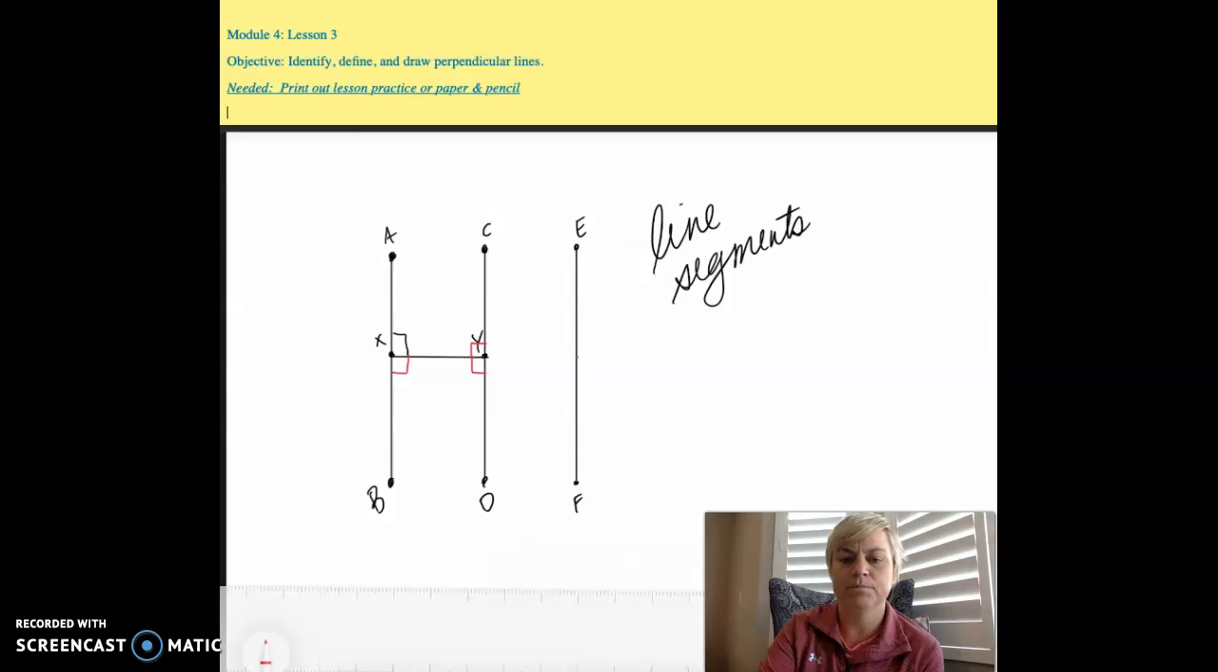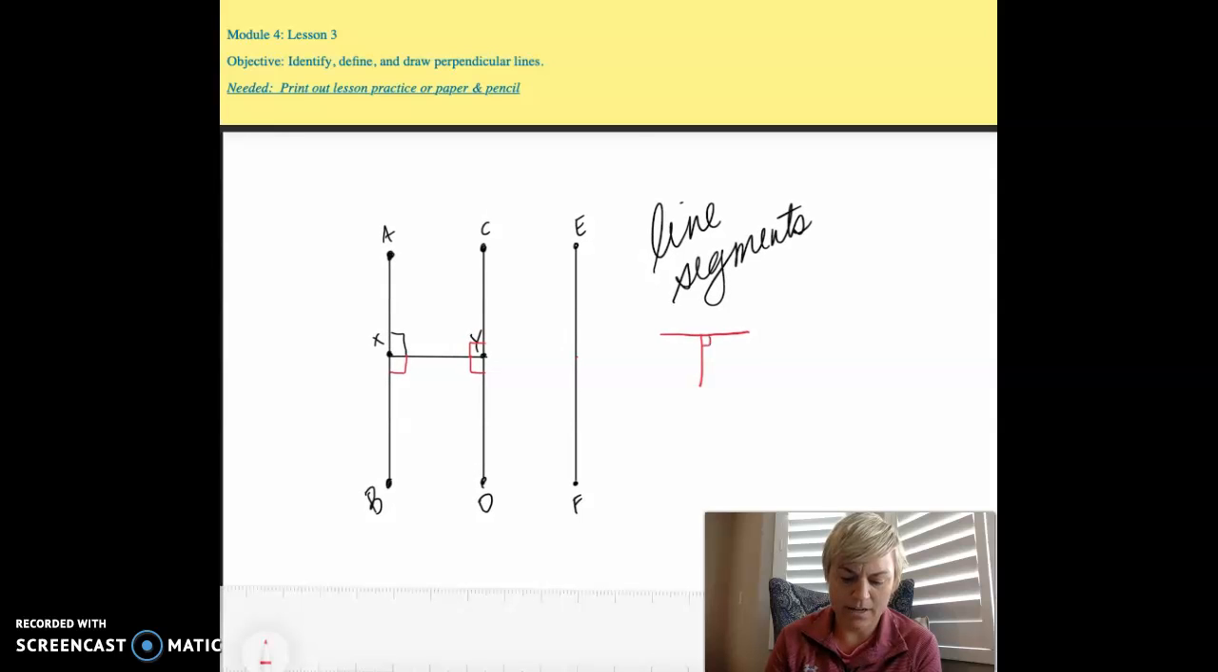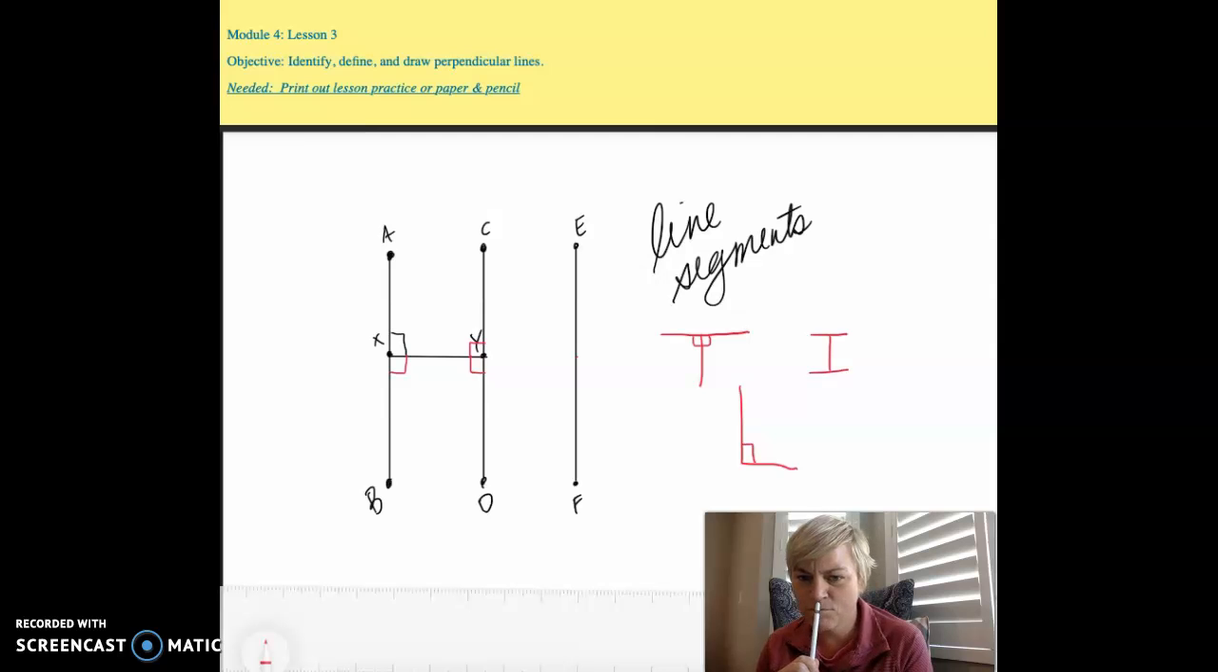Well, I can think of a few. How about T? The letter T has a right angle here and a right angle there. How about the letter, if we wrote our letter I this way, then it would have right angles. How about the letter L? Letter L is a right angle. How about F and E? Those all have right angles in them.